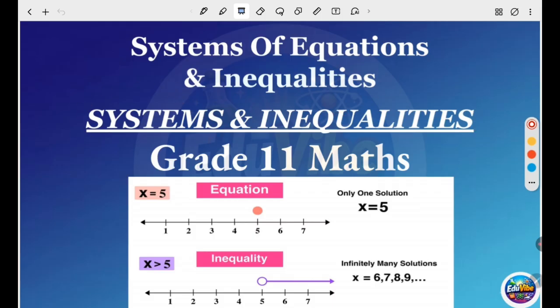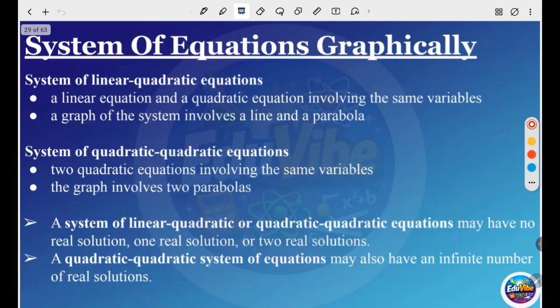This is just an introductory video on how systems and inequalities are related to each other, and we will learn how to solve them algebraically today. In the next video we will start with the graphical method too. There's some theory work, like how we can see whether a graph is a graph for an inequality or not.